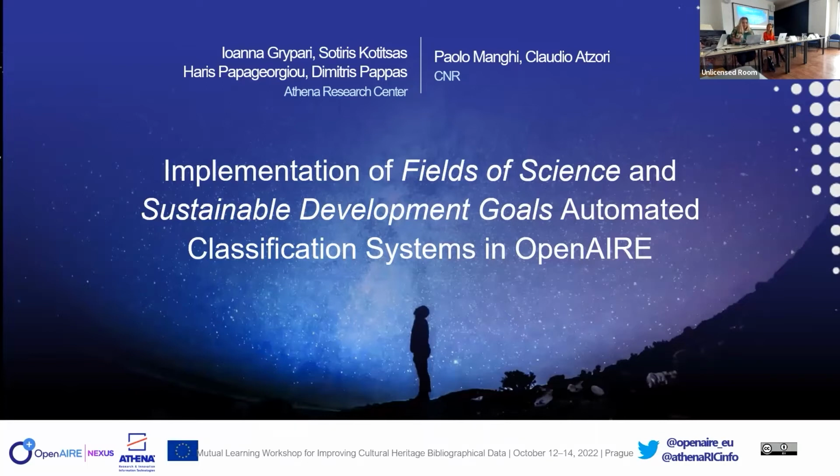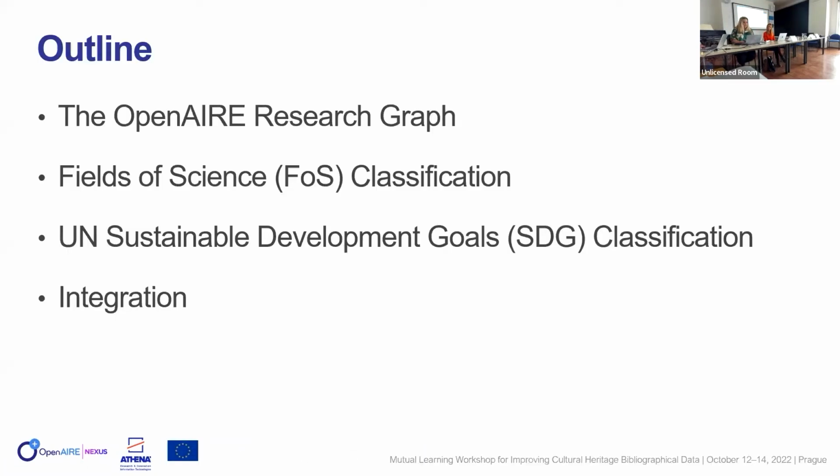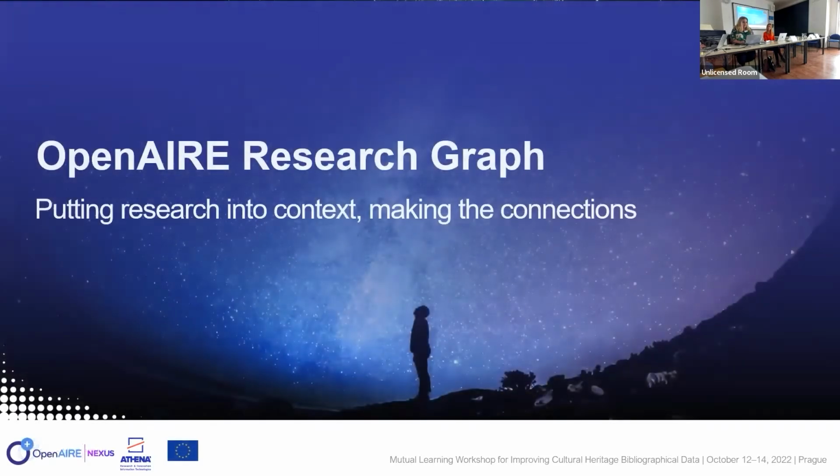So let's see what's the outline for today. I'm going to talk about the OpenAIRE research graph that maybe some of you are familiar with. Then I'm going to move on to the Fields of Science classification and the Sustainable Development Goals classification, and how we integrate them and plan to integrate them in OpenAIRE.